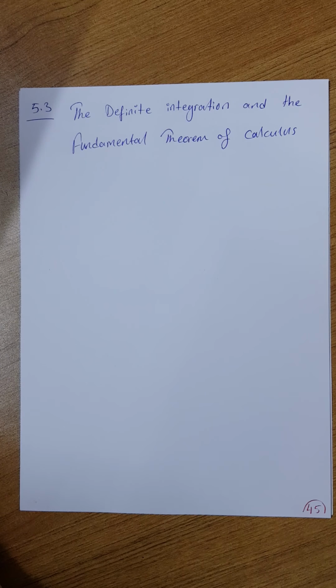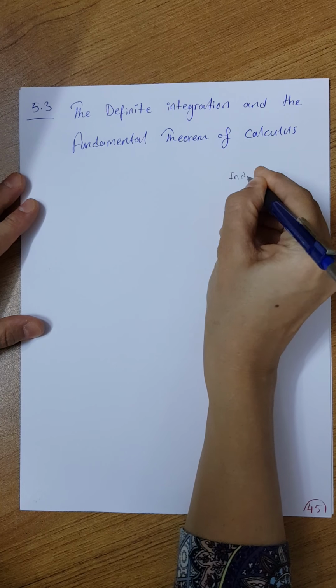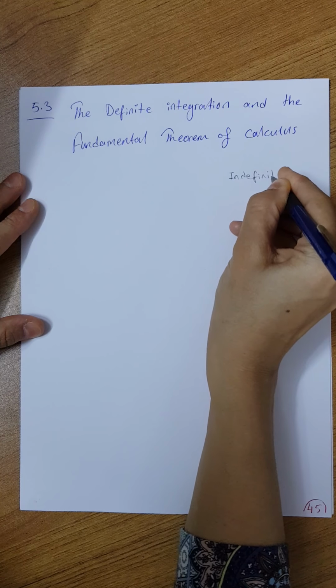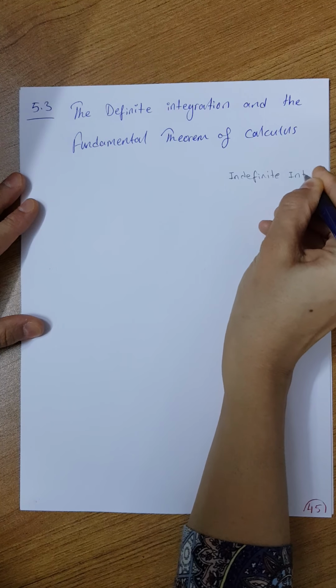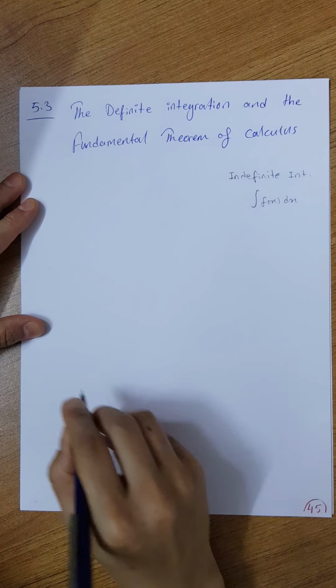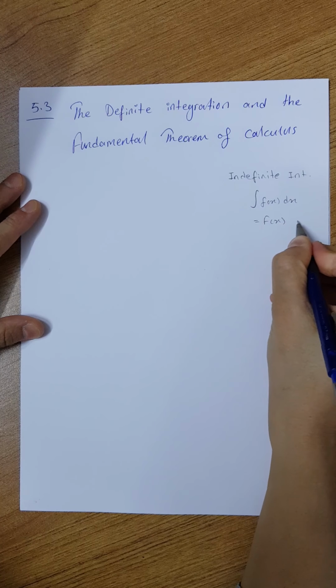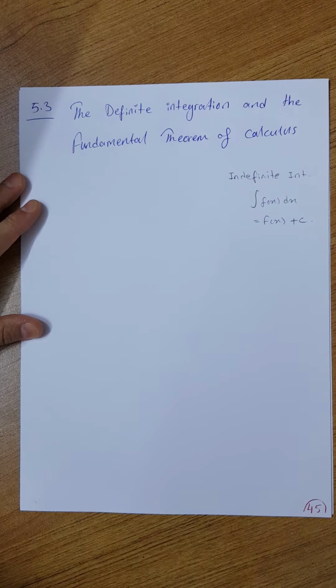Today we are moving to section 3 of chapter 5. It's about definite integration and the fundamental theorem of calculus. Previously we studied indefinite integration. What was indefinite integration? It was the integration of the kind f of x dx. When we got the result, it was capital F of x plus c.